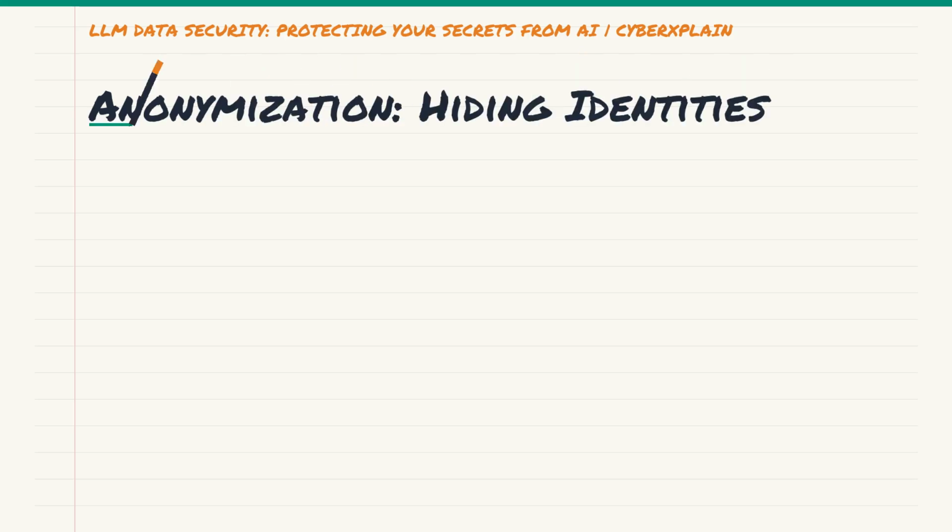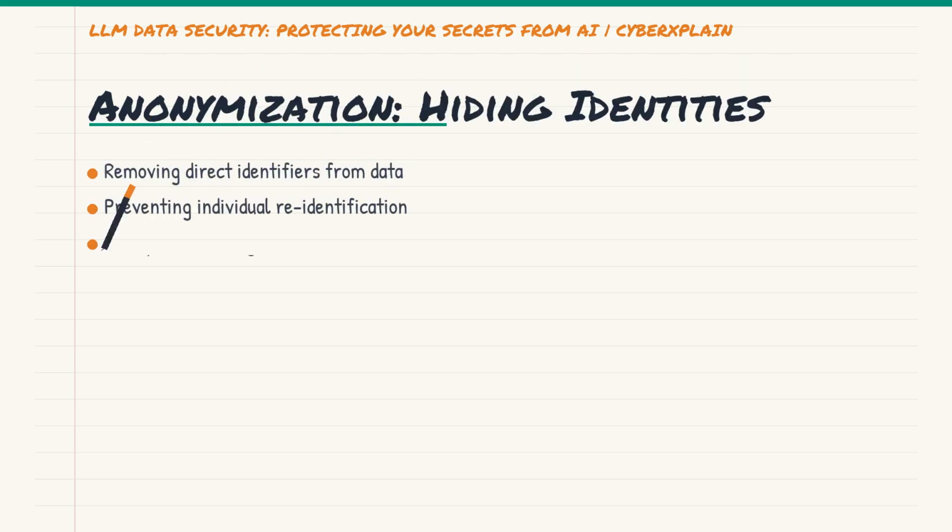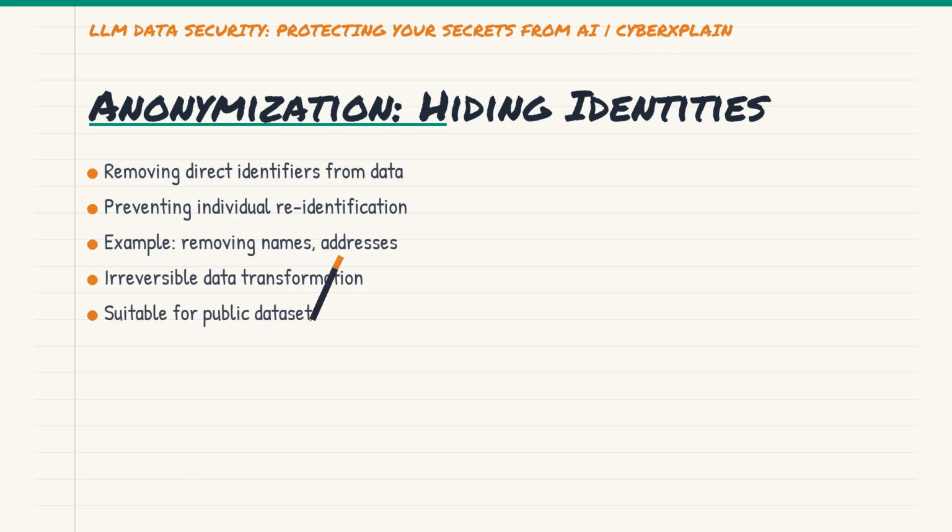One powerful technique for input control is anonymization. This is all about modifying data so that individual subjects cannot be identified directly or indirectly. We are essentially stripping away the unique identifiers. For instance, if you have a dataset of medical records, you'd remove names, addresses, and social security numbers. Once anonymized, the data theoretically can't be linked back to a specific person, making it much safer for general analysis or, in our case, feeding to an LLM for summarization.